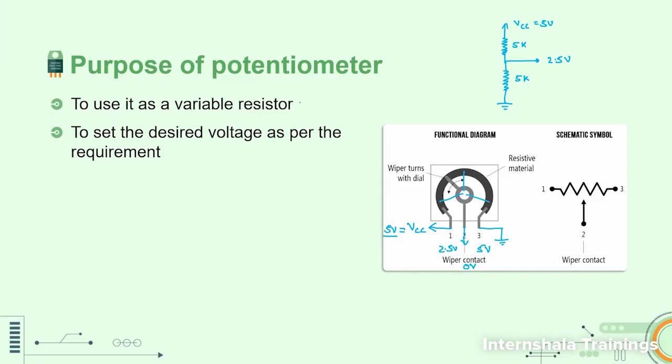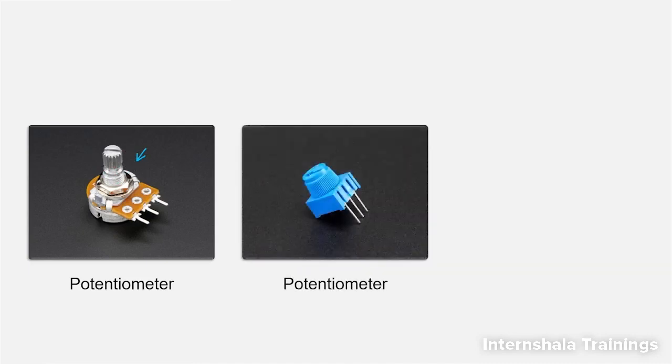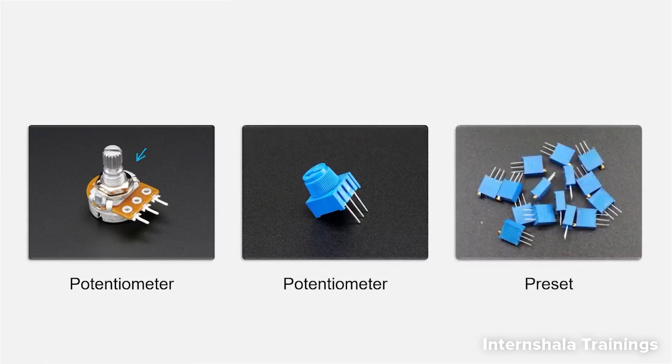After that, let me show you the different types of potentiometer which are available in the market. This is the potentiometer we have already discussed, a rotating contact kind of potentiometer. It is very popular and you can get it easily in the local market. Then this is another type of potentiometer available in the market, and this is also a potentiometer, but we don't call it a potentiometer. It is called a preset.